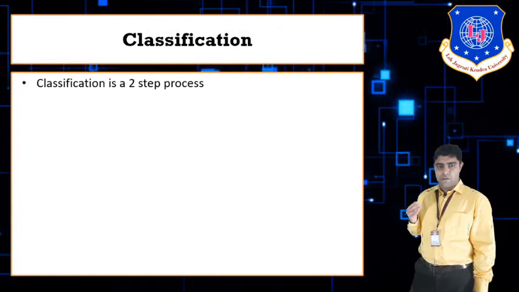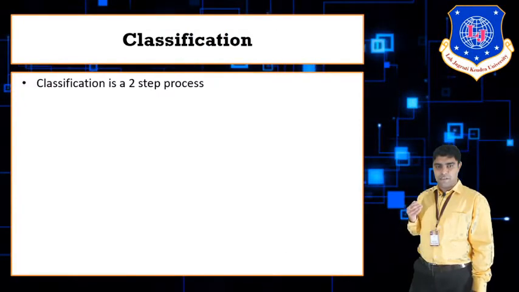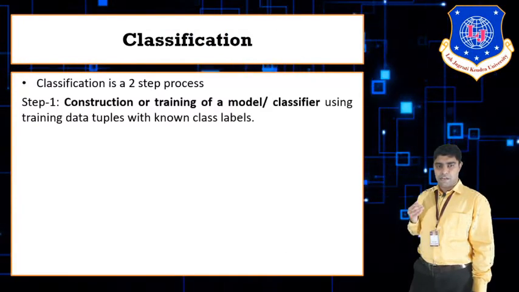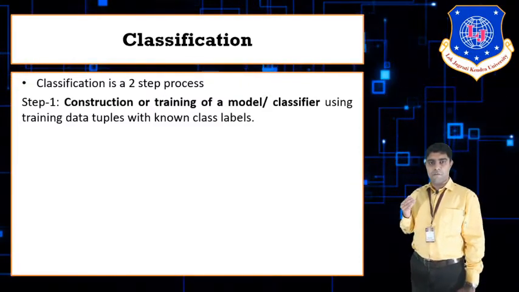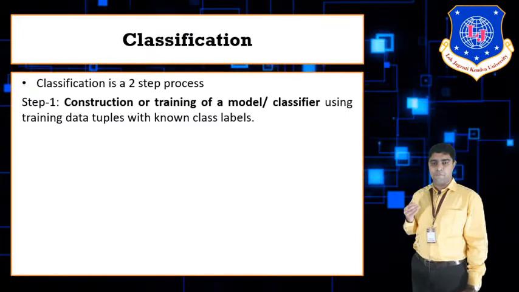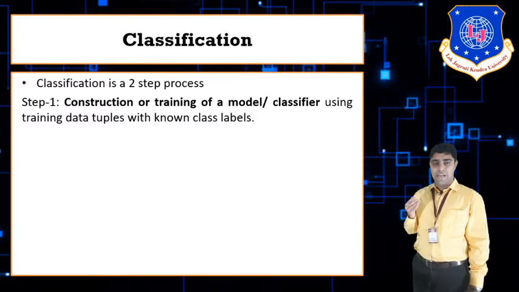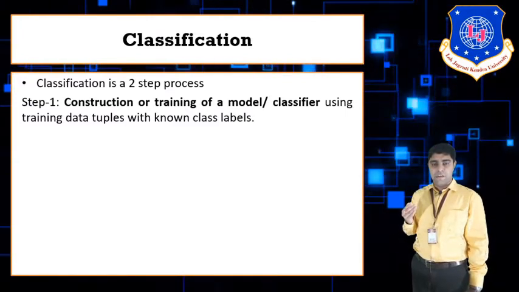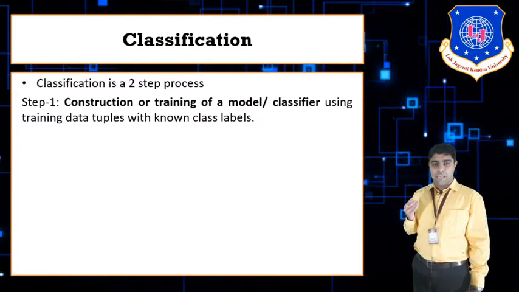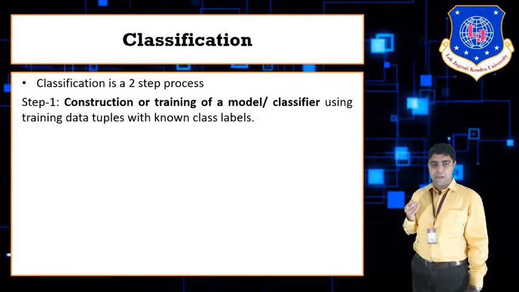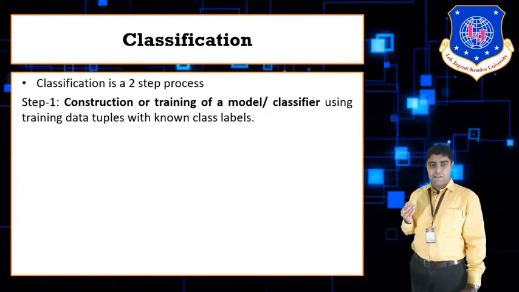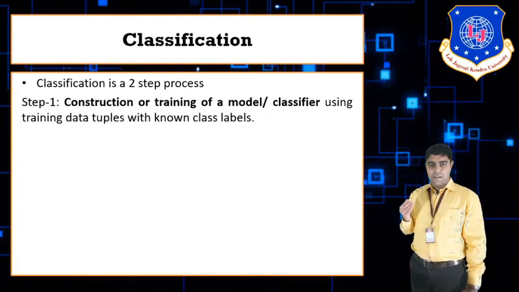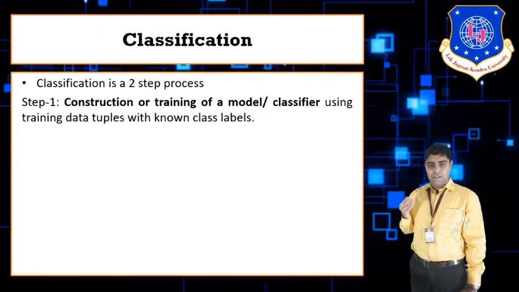Now there are two steps of the classification process. The first step is constructing or training a model. In this step we will construct or train the model, and we can apply different types of classifiers like the KNN algorithm (K nearest neighbor) and naive Bayes. These are the different types of classifiers which can be applied in the classification technique. We will first train on the data tuples with known class labels, so we have to give the class label for that data.